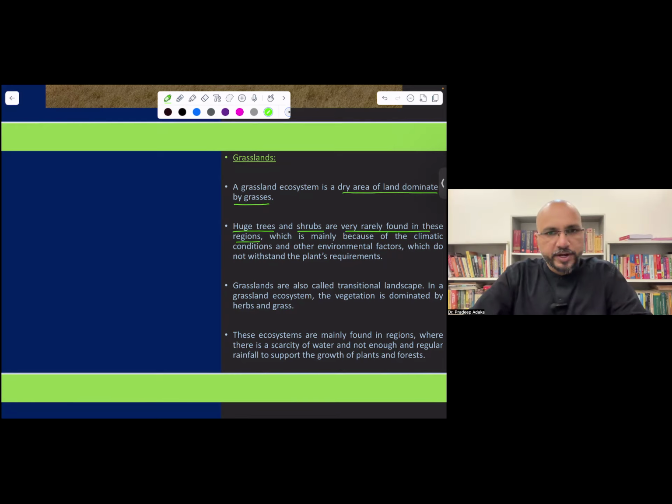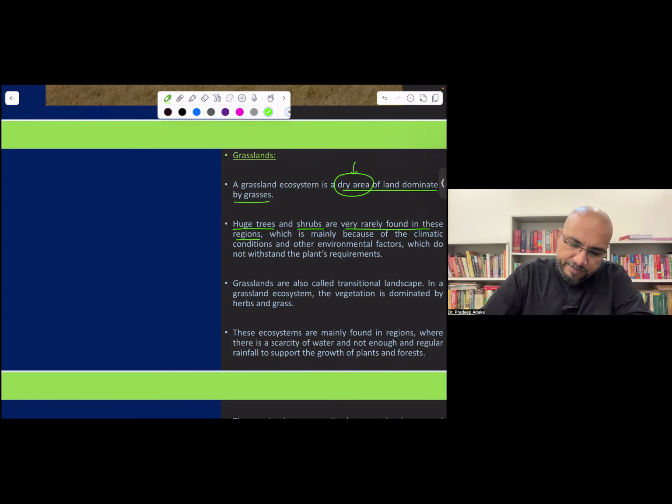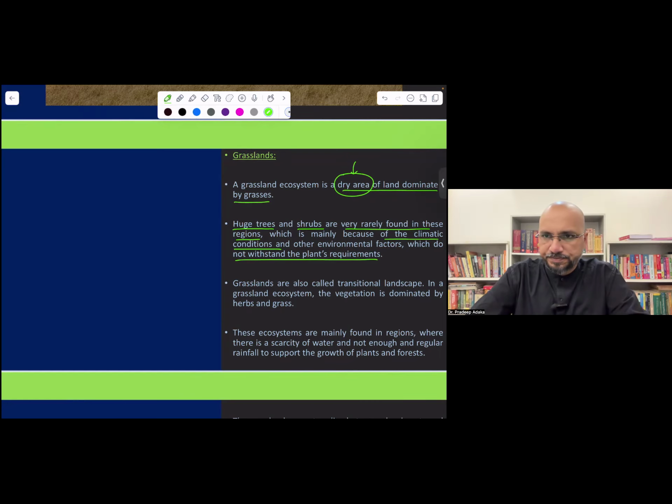Mainly the entire ecosystem or the area is dominated by grasses. So it is a dry area dominated by grasses. The low rainfall is another reason for domination by grasses, because the moisture here is not enough to support large trees. So huge trees and shrubs are very rare, which is mainly because of climatic conditions and other environmental factors which do not meet the plants' requirements. So large trees and other shrubs do not grow here because of lack of moisture.